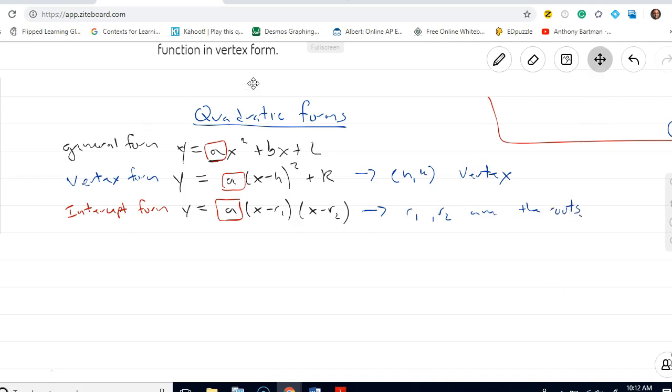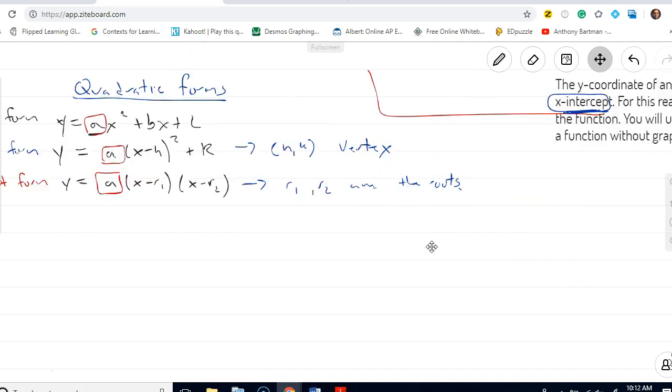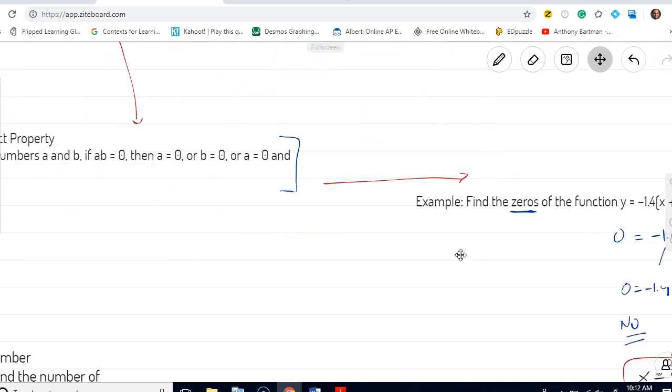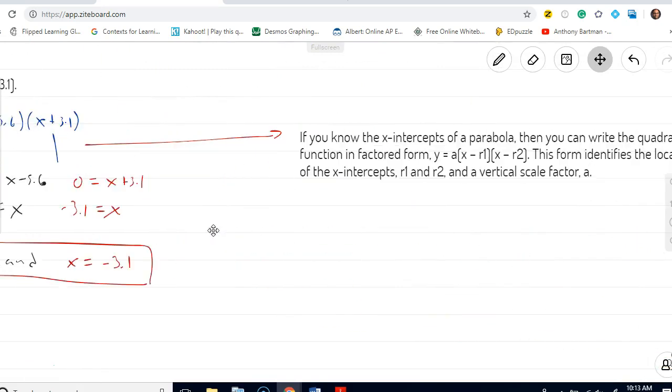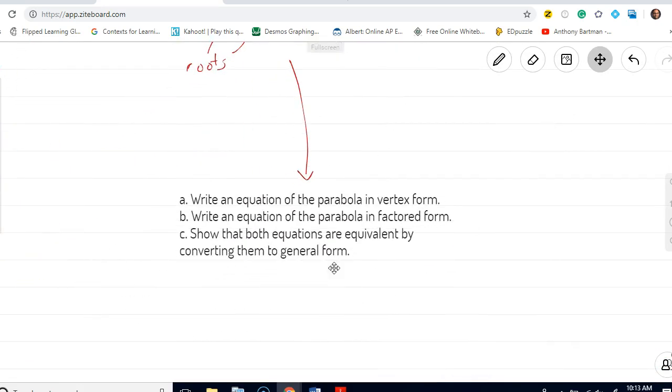Okay, so we have all three forms. It depends on what information I have and what information I want to find out. It depends on which equation I want to use. Okay, so let's just go through and see if we can do this last example real quick here. It's going to be this one right here.